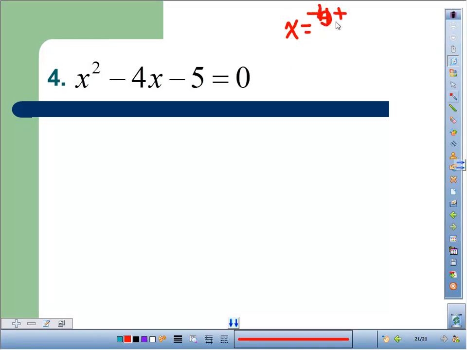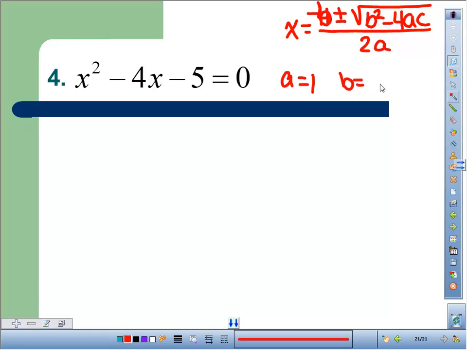Negative b plus or minus radical b squared minus 4ac, all over 2a. I get no backup music here. All right, so what's a? 1. What's b? And c? Negative 5.